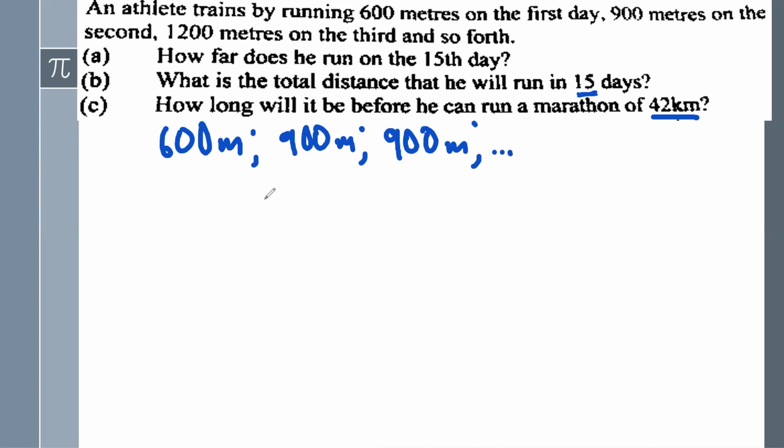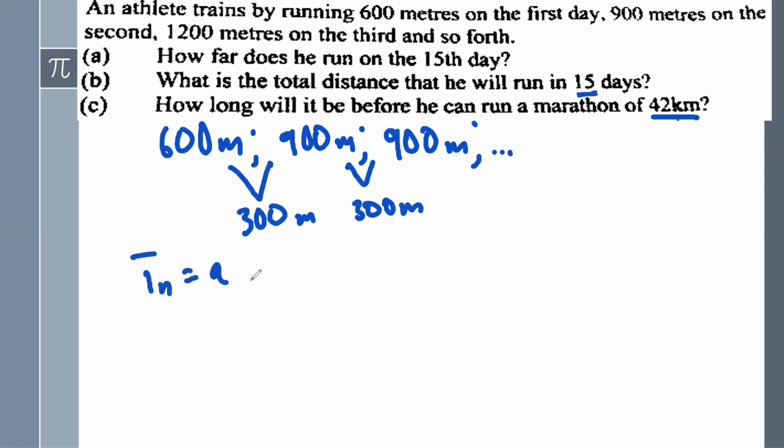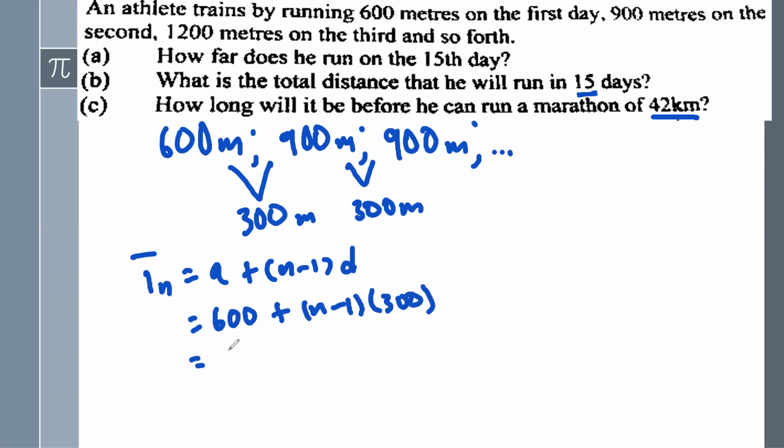So this is what happens. And immediately I notice that there is a difference of 300 meters. In other words, this is actually an arithmetic sequence. And how do we find the general term of an arithmetic sequence? We know Tn is a plus n minus 1 times d. a is the first term, 600, and we will go n minus 1 times the difference, which is 300. The math, this will be 600, that will be 300n, and minus 300.